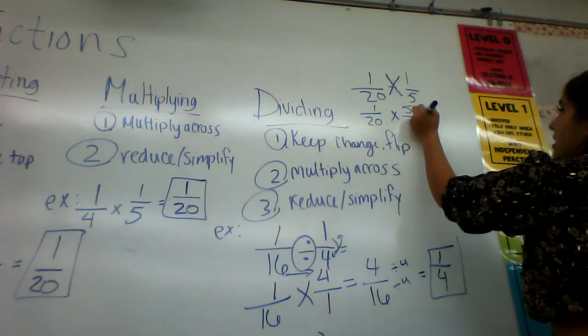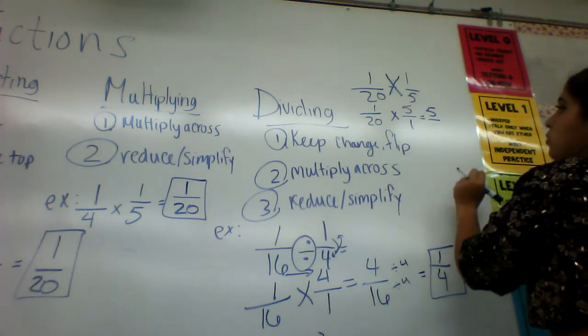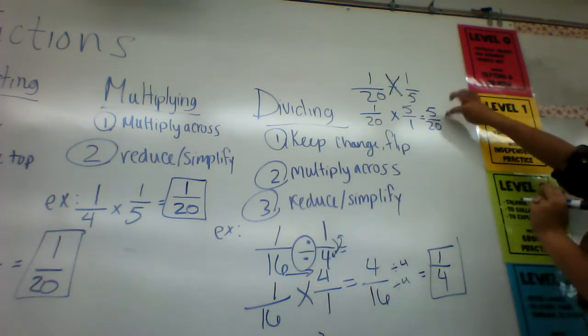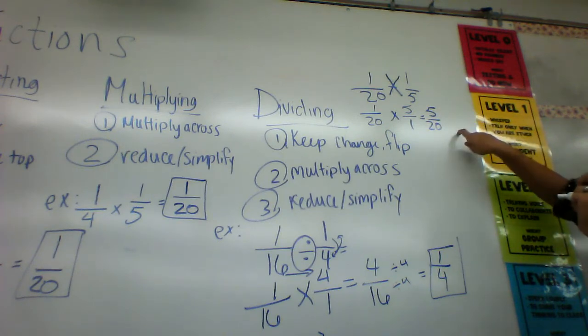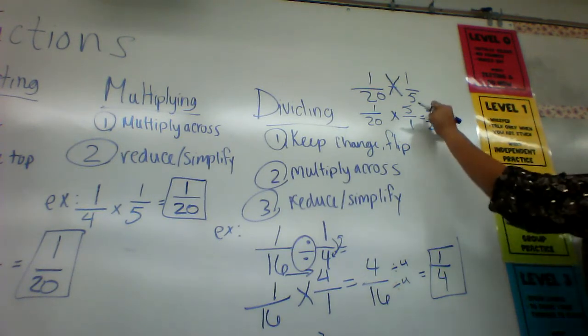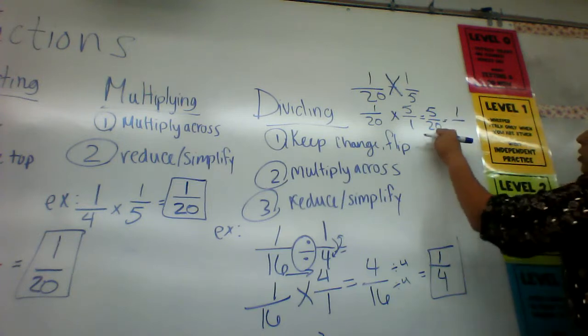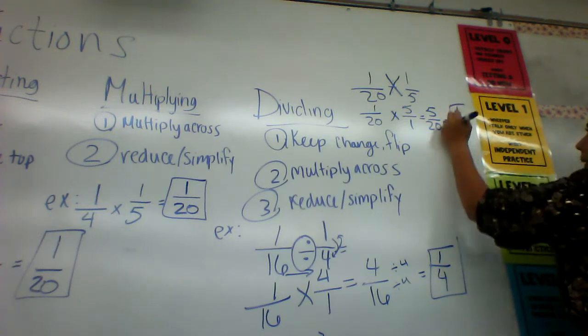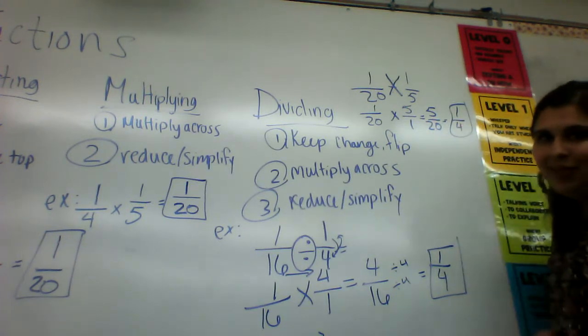So 1 times 5 is 5. 20 times 1 is 20. This can be simplified because 5 can go into 20 and into 5. So 5 divided by 5 is 1. 20 divided by 5 is 4. Again, 1/4.